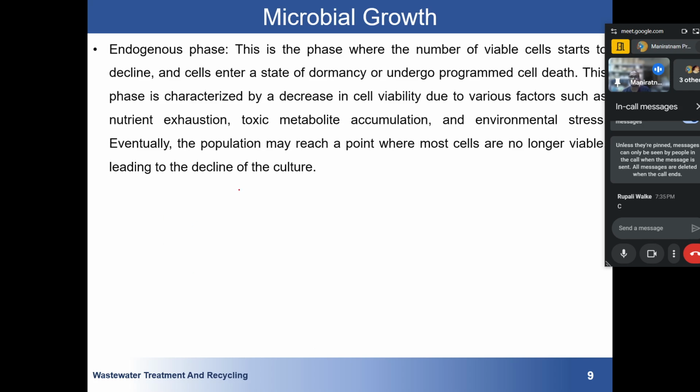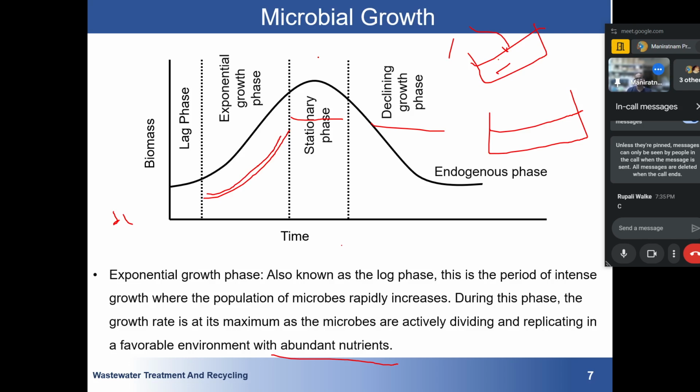Then we have this endogenous phase. This is the phase where the number of viable cells starts to decline, and the cell enters a state of dormancy or programmed cell death. This phase is characterized by a decrease in cell viability due to various factors such as nutrient exhaustion, toxic metabolic accumulation, because all the waste has accumulated and the microbes have died, so a toxic condition has occurred, and environmental stress. Eventually the population may reach a point where most cells are no longer viable, leading to the decline of the culture. Okay, so this was our microbial growth phase.